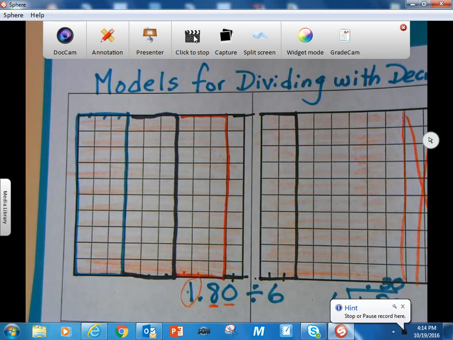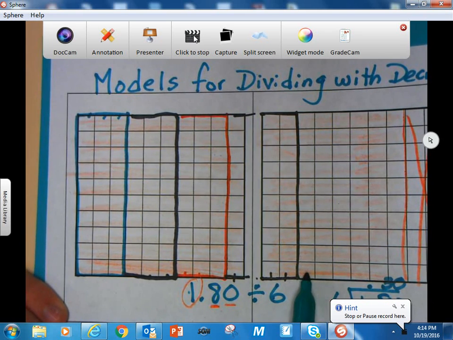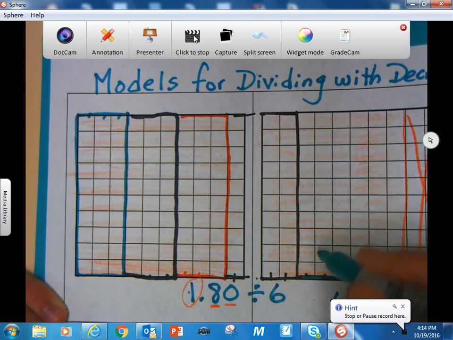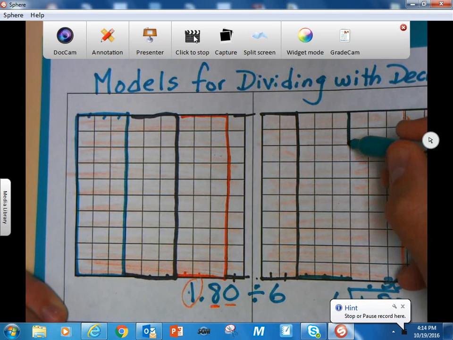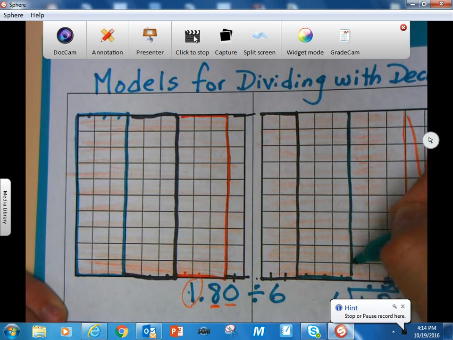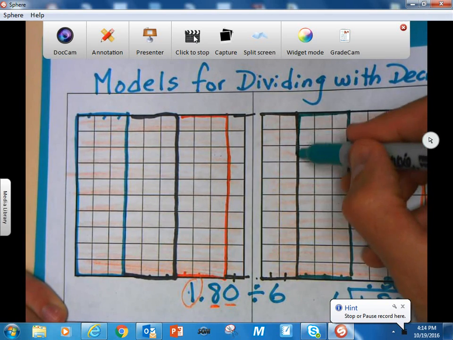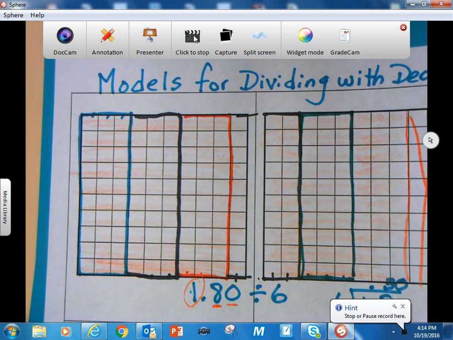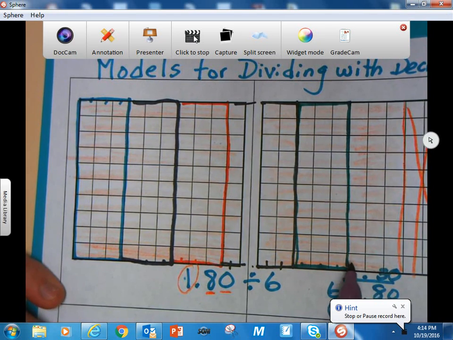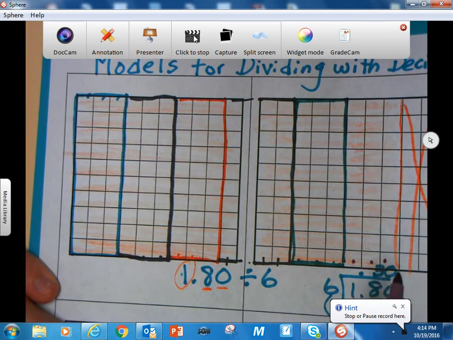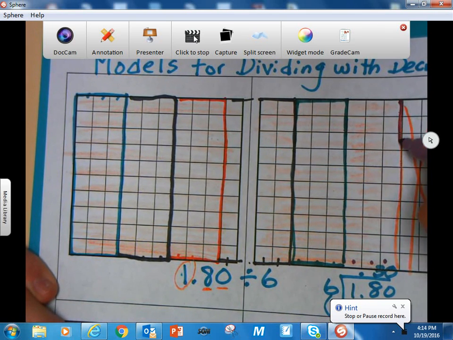And I'll count another 3/10, 1/10, 2/10, 3/10. Outline it. And then I have one more. 1/10, 2/10, 3/10. And outline.